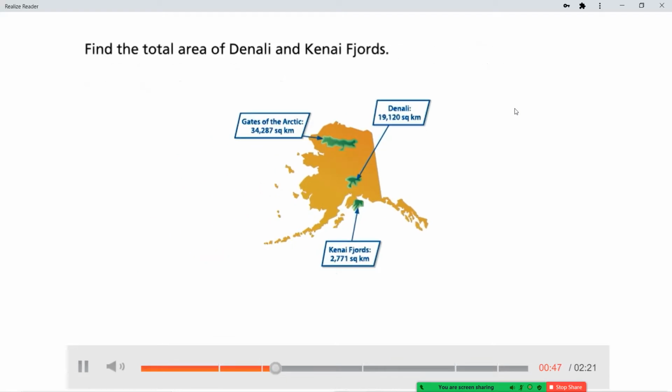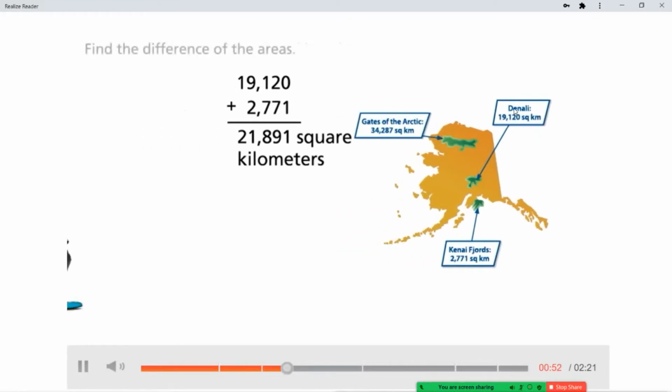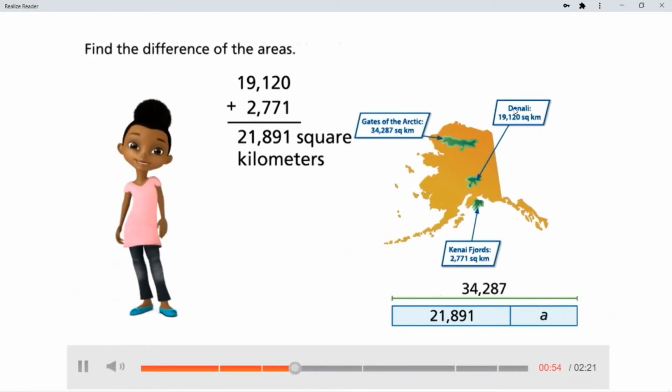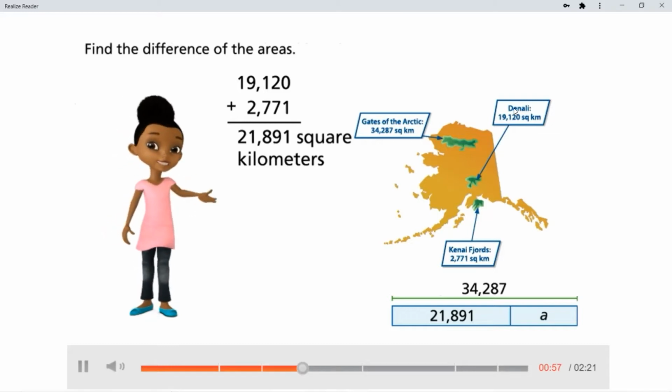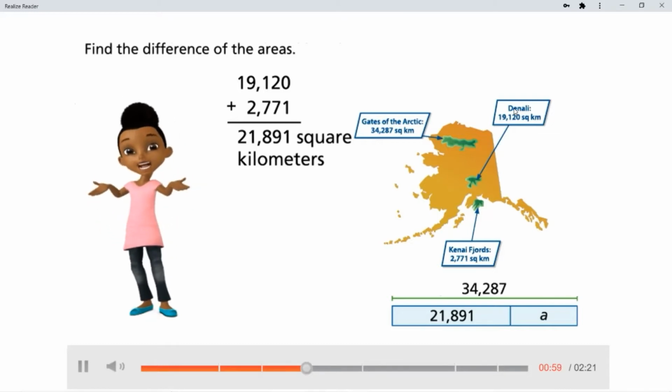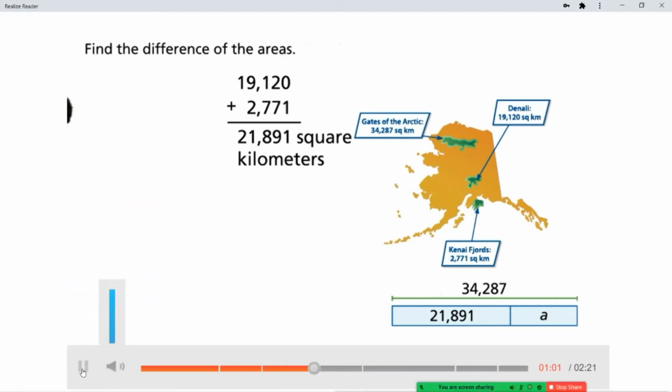Find the total area of Denali and Kenai Fjords. Find the difference of the areas. Use an algorithm to find the difference. Then use addition to check your answer. So let's pause here for a second and take a look at what they did. When they're adding, they stacked it like this, where they added the numbers together and regrouped wherever they needed to regroup. For subtraction, they set it up using our bar diagram. So they can stack and subtract, or they could use a bar diagram to subtract.